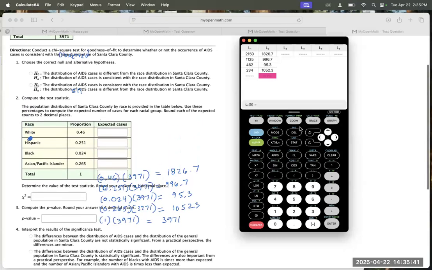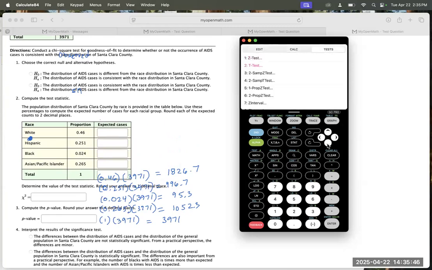To do the hypothesis test, we go to STAT, over to TESTS, and down to the chi-square goodness of fit test. I just want to make sure that the observed are in my L1, I did do that, and the expected are in L2, I did do that. The degrees of freedom is the number of categories of the random variable minus 1. There's white, Hispanic, Black, and Asian, so that's 4 categories. 4 minus 1 is 3, so our degrees of freedom here should be 3.